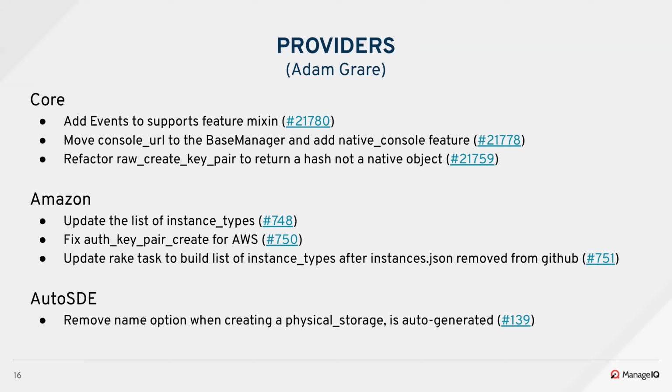We also fixed the auth key pair create from AWS. This was different from the refactor that we did in core, but we found that for the parameters being passed down to AWS, we were expecting symbols but getting strings, and that was causing the key pair create to fail. So we fixed that up as well. As Kavya mentioned, in AutoSDE, they removed the name when creating physical storage since it isn't possible for the user to set this. It's auto-generated by the system. Next slide.